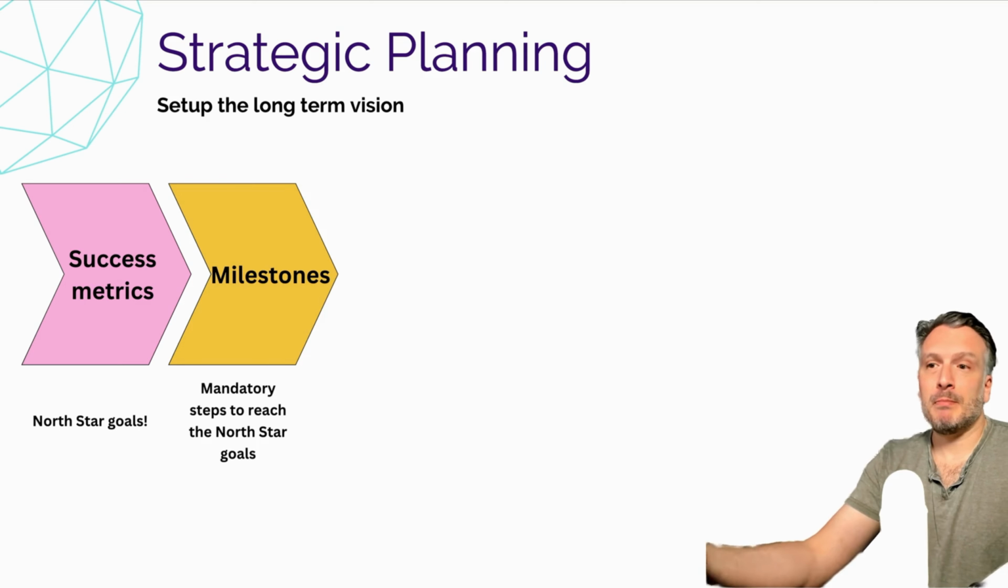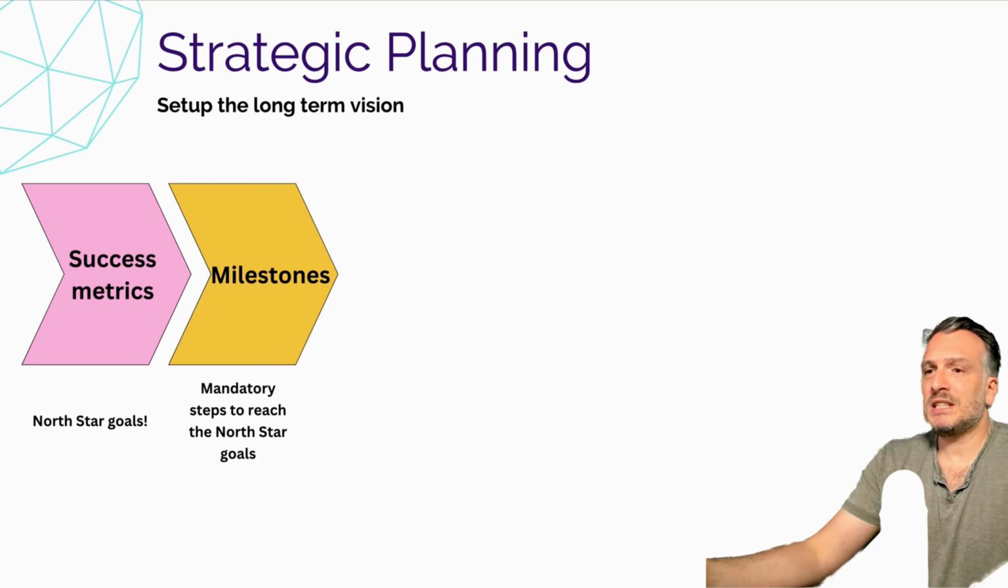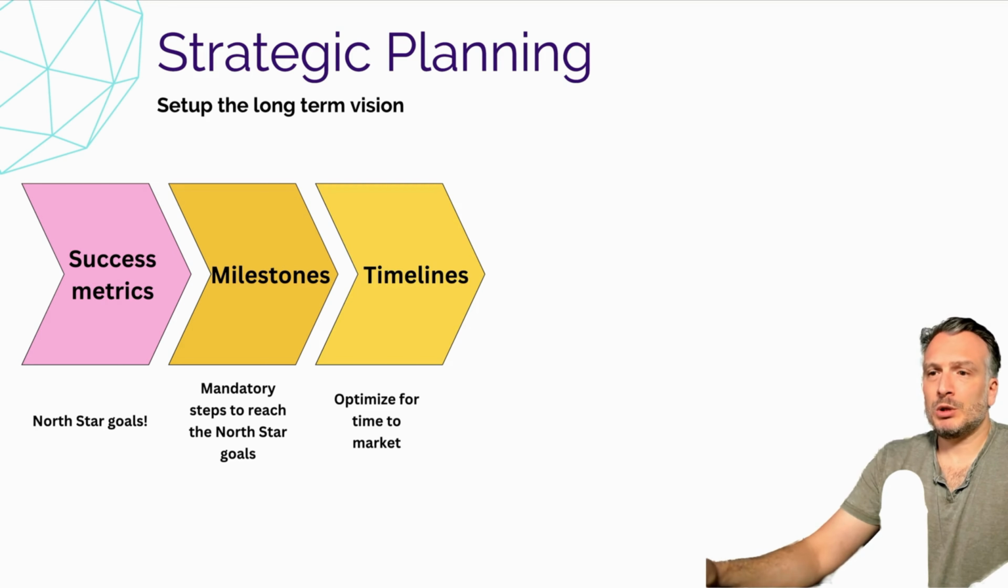You need to establish milestones. What are the different mandatory steps that you will need to achieve to reach the North Star goals? This is to make sure that along the way, you provide some proofs and some results to showcase that your project is going forward. You need to be able to establish timelines. You need to make sure that those steps are feasible in a finite amount of time.